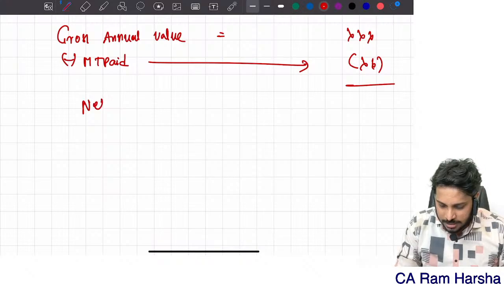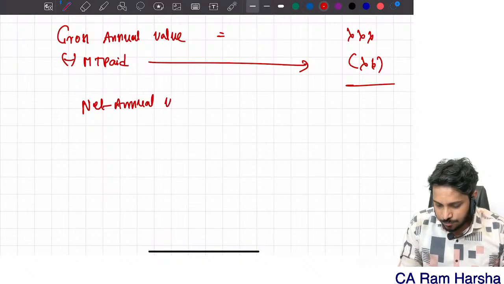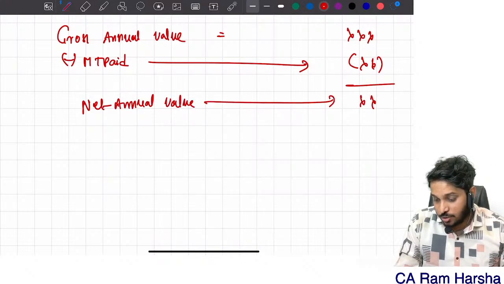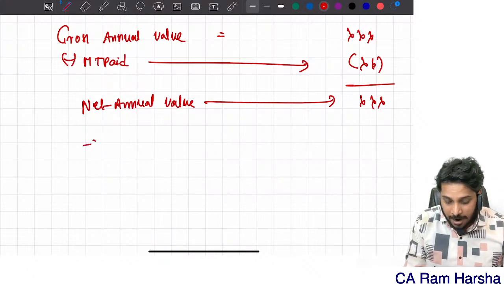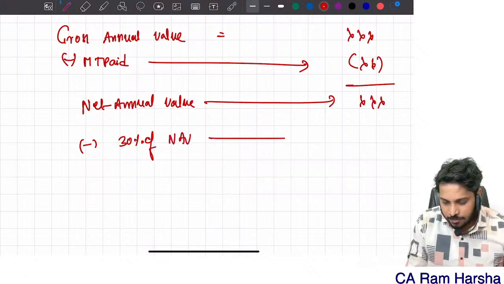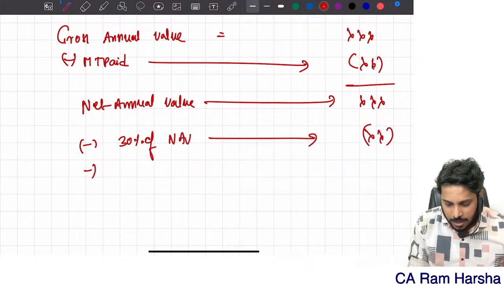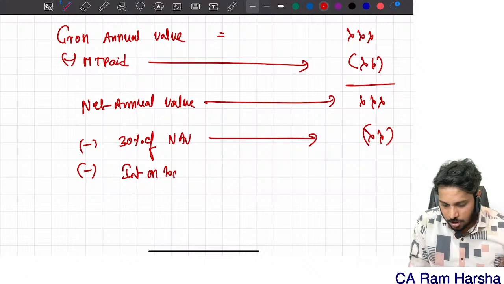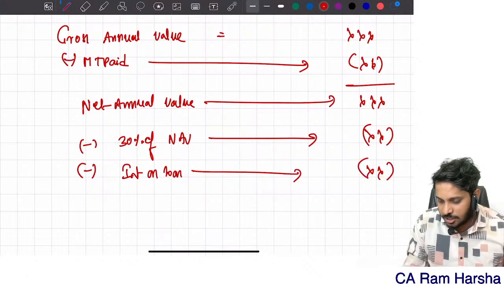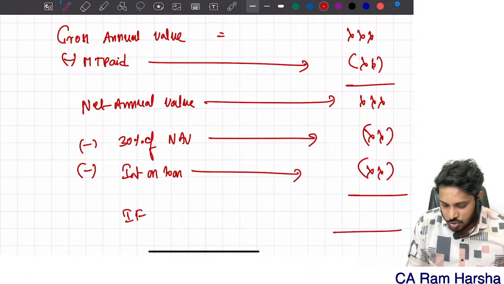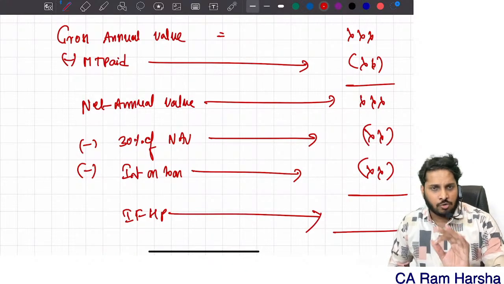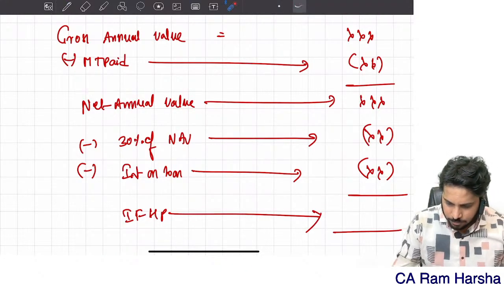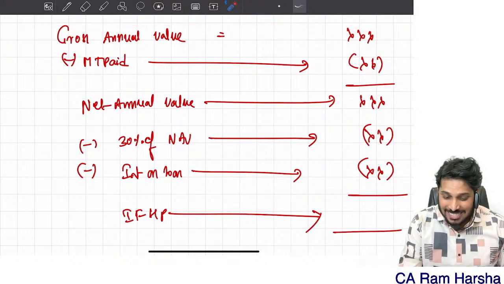Municipal taxes paid will be given as a deduction. Then what you get is called net annual value. Net annual value, look at it carefully. So beautiful, I'm going to give you the logic. Minus 30% of NAV. 30% of NAV, minus interest on loan. Then the balance income is called income from house property. Now, this is the format. Let's discuss one by one.